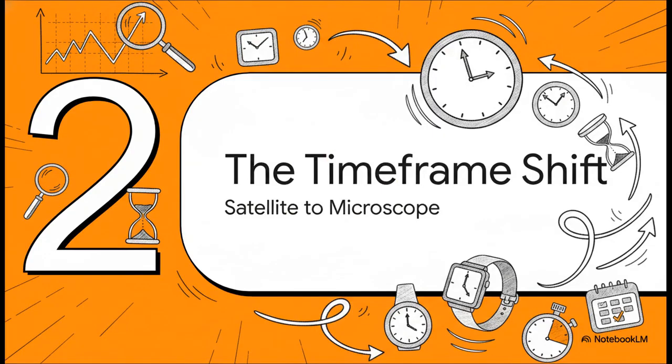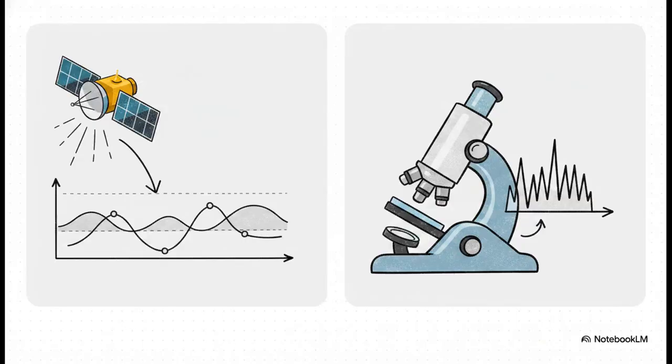Part 2, the time frame shift, satellite to microscope. So we use two totally different views to plan our attack here. The 1-hour chart is our satellite view. This is where we zoom out to spot that structural reversal, the breaking of that lower high. But listen, you don't execute there. Instead, you drop down to the 5-minute chart. This is your microscope view. It lets you closely monitor that messy, liquidity-grabbing correction we just talked about. That way, you can pinpoint a precision entry right when the market is ready to resume its new trend.